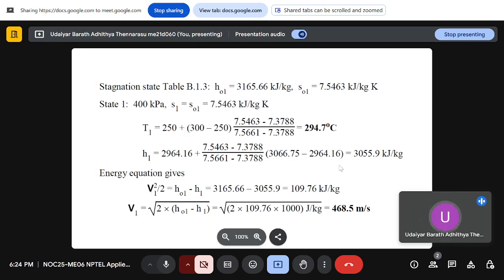So I know enthalpy now, and I know the stagnation state. So enthalpy H naught is H1 plus V square by 2. So we can find velocity from here. V will be root of 2 times (H naught minus H). Substituting the enthalpy values, H naught is 3165.66, and H is 3055.9. So the velocity will come out to be 468.5 meters per second.